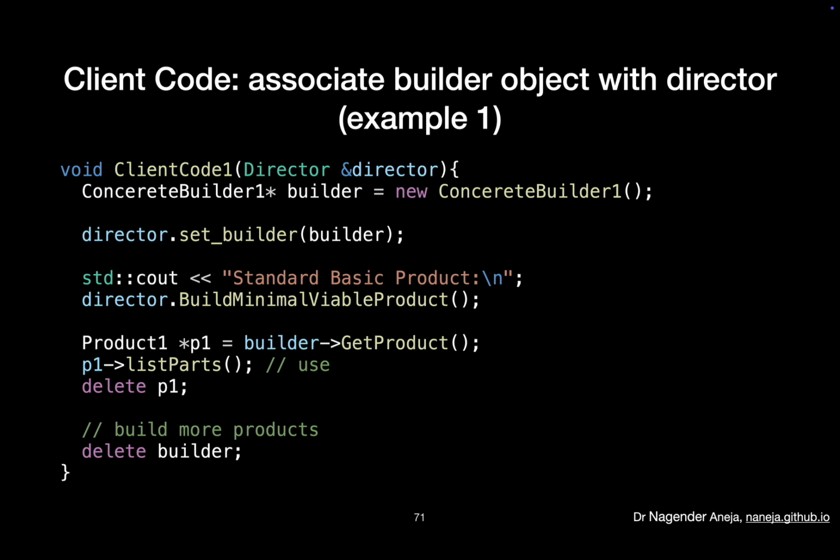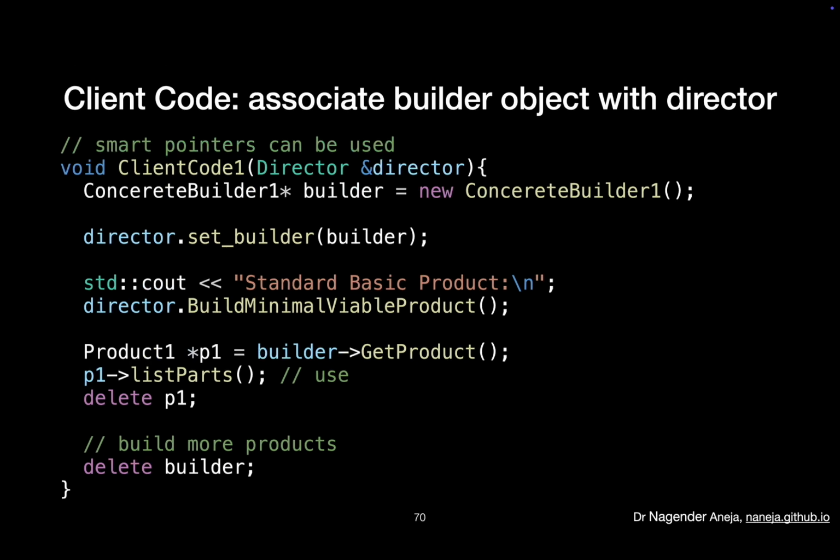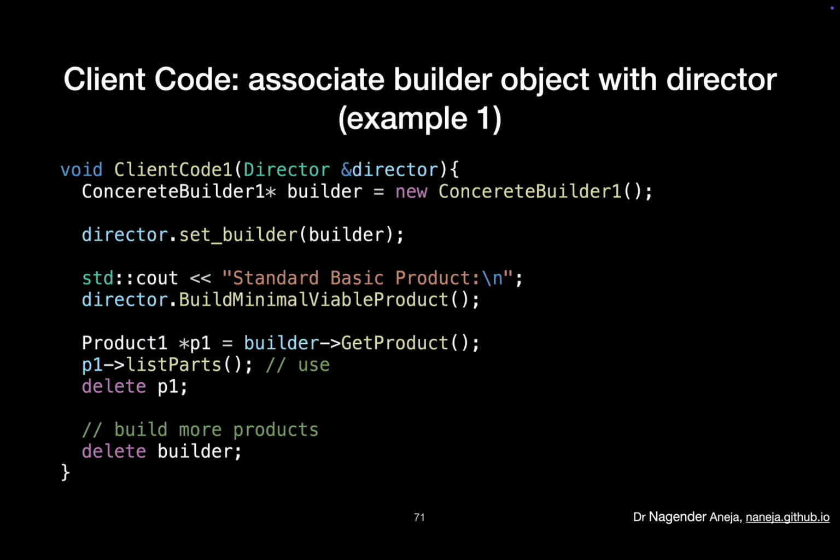Similarly, we can have another builder here. I think this is simple. So this is client code one, with the director, concrete builder one, and build minimum viable product. Somehow this is a repetition. So client one builds the minimum product, lists it, and that's it. So this is example one.